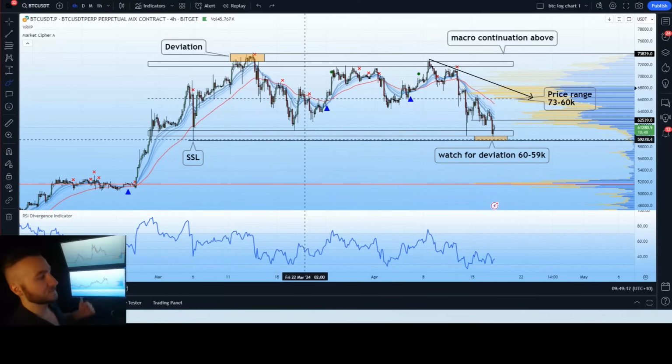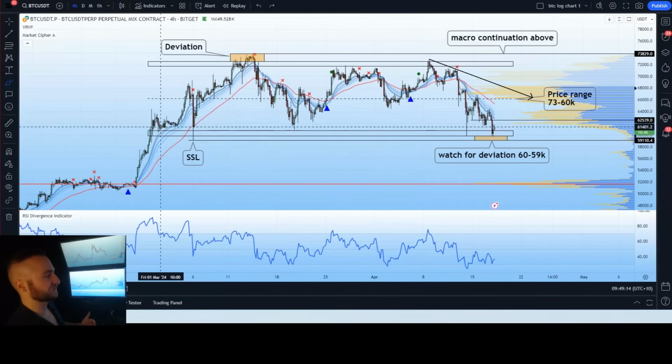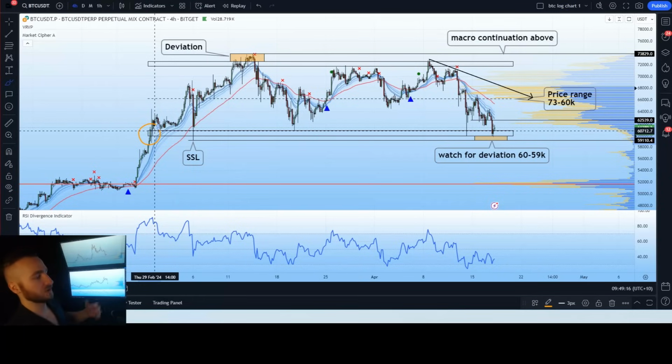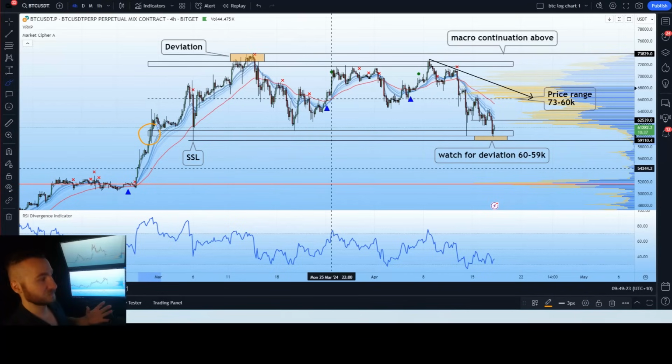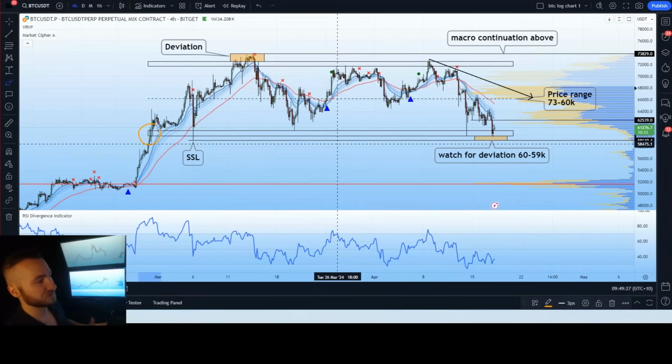Currently, Bitcoin is moving sideways as it has done since the start of March 2024. We have been in this range about 7 weeks now, nearly 2 months. So quite a long consolidation for Bitcoin.